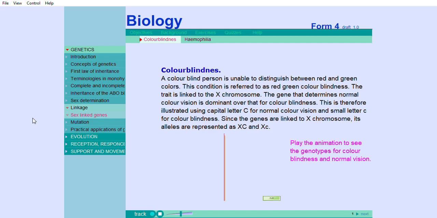This is therefore illustrated using capital letter C for normal color vision and small letter c for color blindness. Since the genes are linked to X chromosomes, its alleles are represented as X capital C and X small c. Play the animation to see the genotypes for color blindness and normal vision.